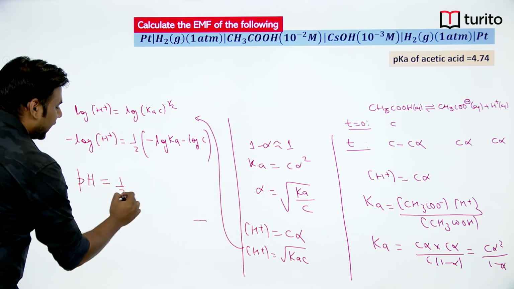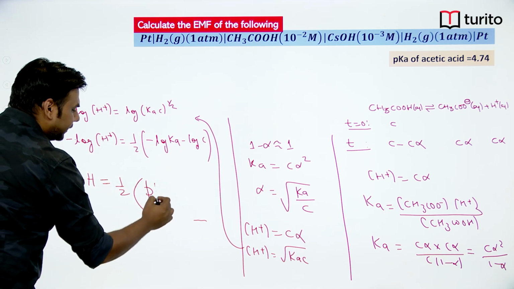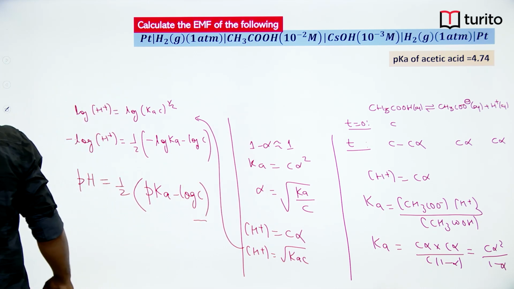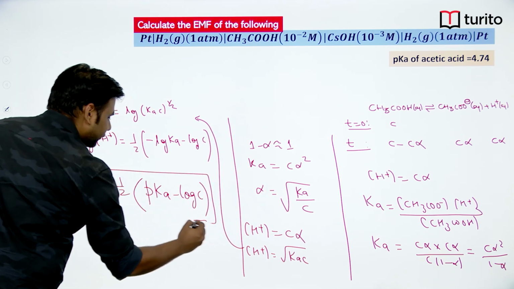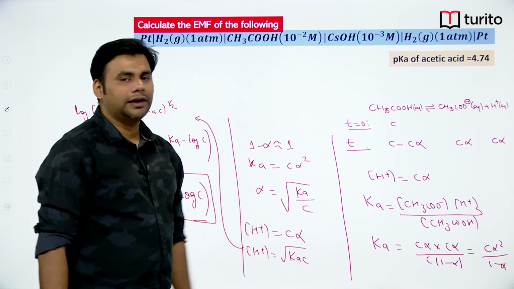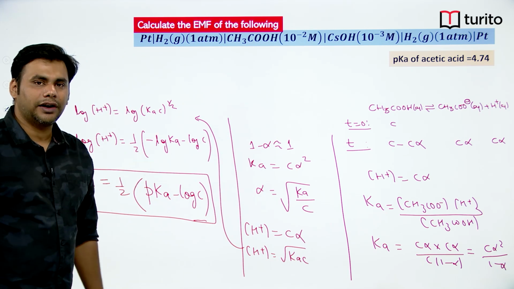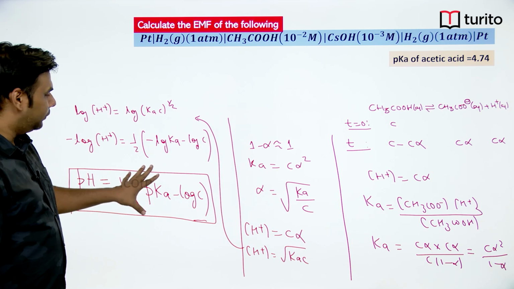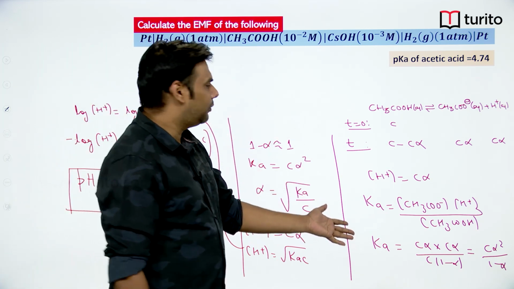So I will write this as half minus log of K. I can write that as pKa minus log C. So this is the pH of the weak acid, acetic acid. I hope these steps are clear, generally taken from ionic equilibrium.